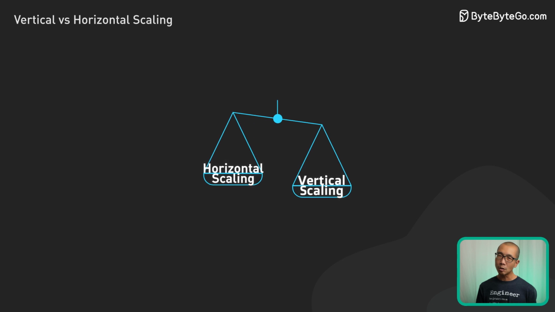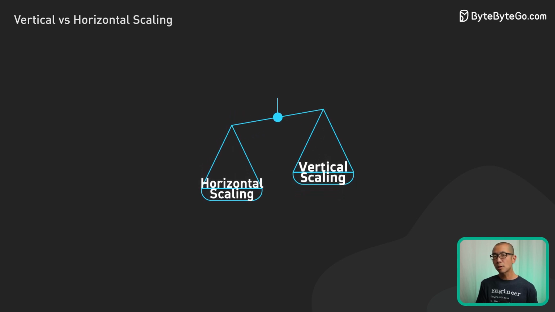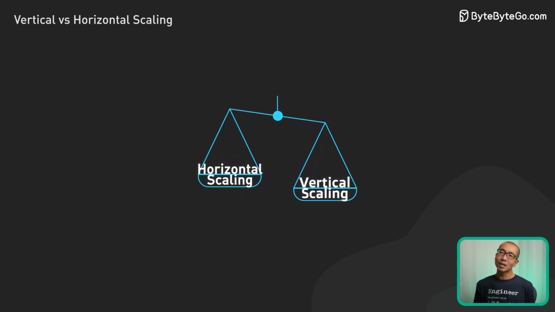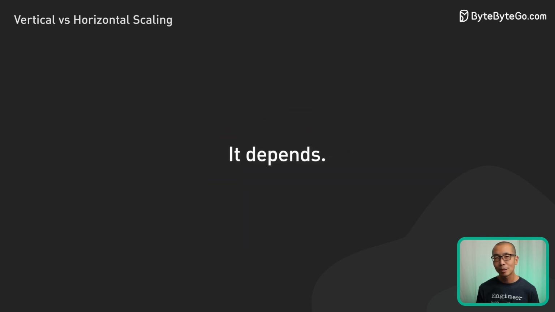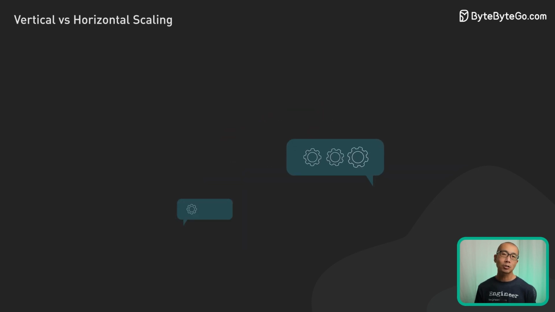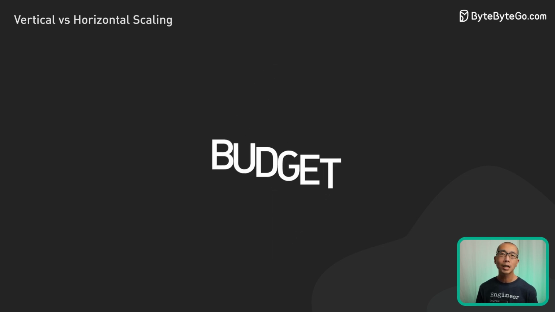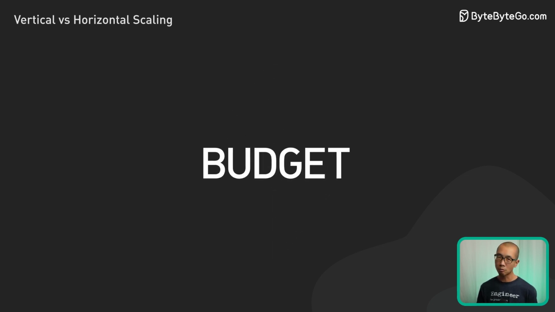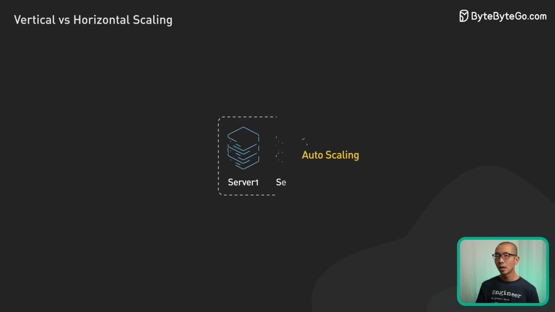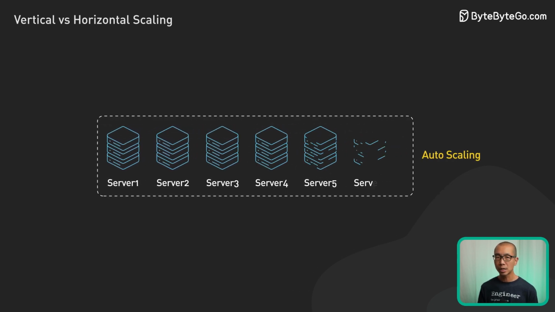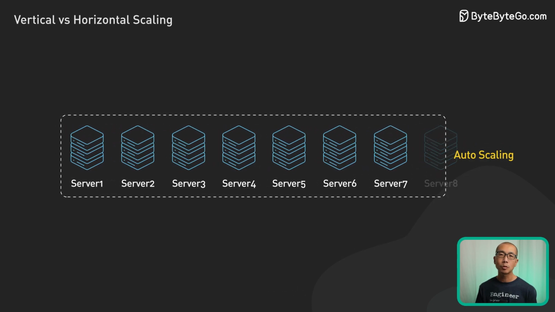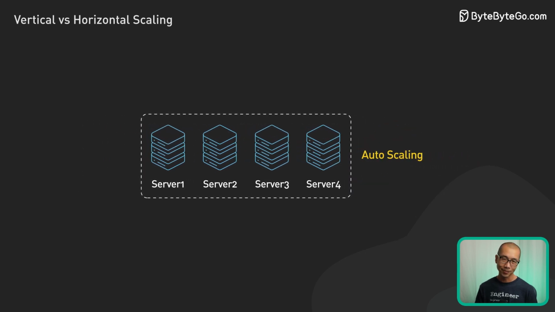So, vertical or horizontal scaling, which approach should you choose? Like many things in software engineering, it depends. Here are some factors to consider. Budget. Vertical scaling is generally cheaper in the short term, and horizontal scaling can be more cost-effective in the long run. Workload. If your workload is unpredictable or bursty, horizontal scaling can help you handle peak demand better.